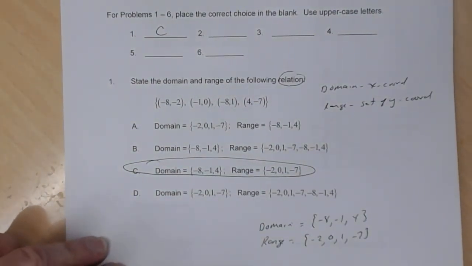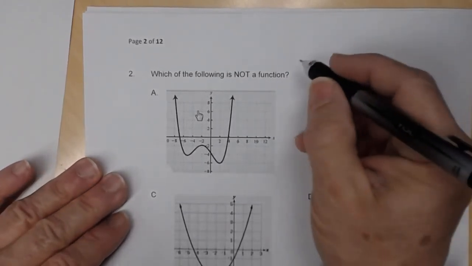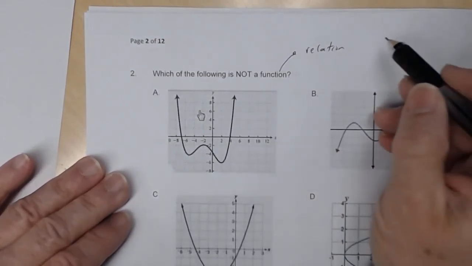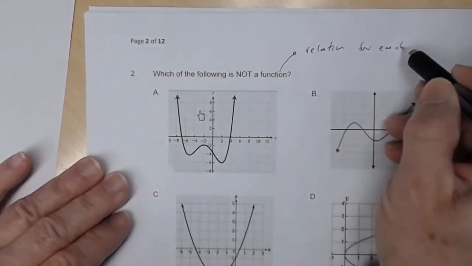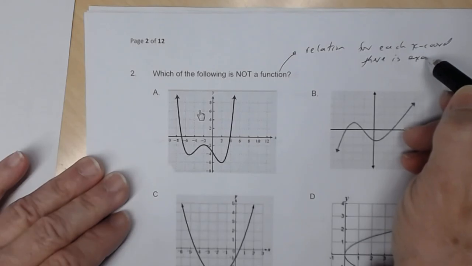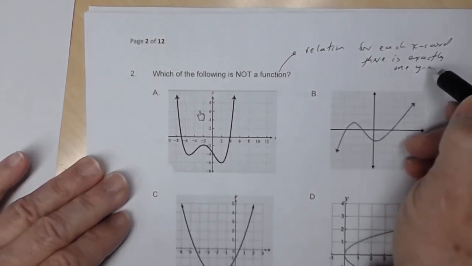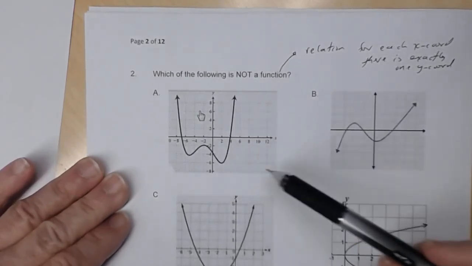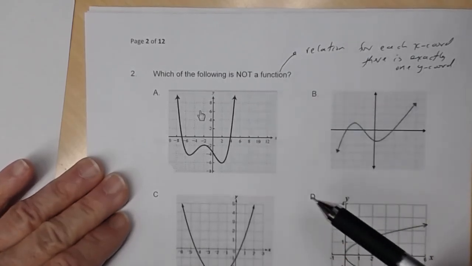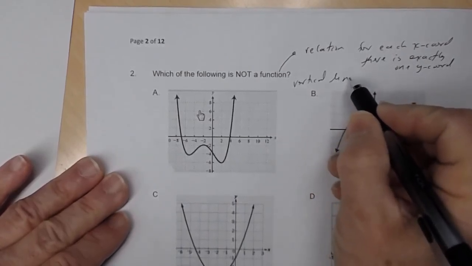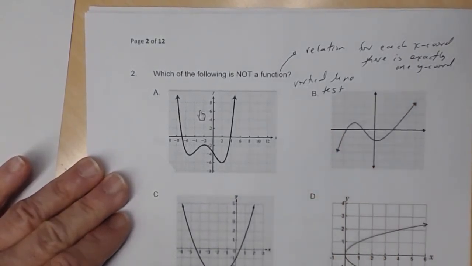Okay, number two, it says which of the following is not a function? Remember, a function is a relation in which for each x coordinate, there's exactly one y coordinate. And so we saw that with regard to if the graph of the function is given, or the graph of the relation is given, you can use a vertical line test to determine if the relation is a function.